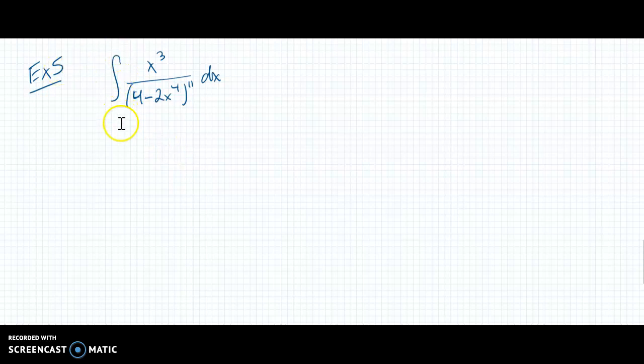Here's our next one. It is the integral of x cubed over (4 minus 2x to the fourth) to the 11th, dx.